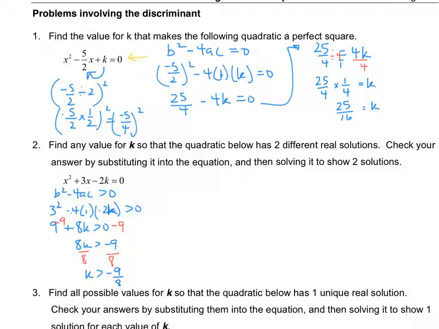So as long as you pick any value bigger, and I'll leave that up to you, any value that's larger than negative 9 over 8 will give 2 solutions. Okay, you can pick a value. Like negative 1 is larger than negative 9/8, negative 0.5, 0, 1, 2, 3, 4, any number bigger than negative 9/8.